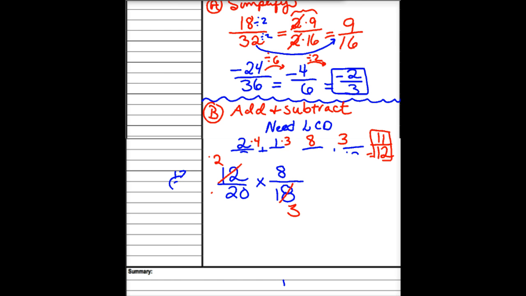Next up, it's legal for me to take a 2 out of here and a 2 out of here. Or maybe I want to take a 4 out of the 8 and a 4 out of the 20. It doesn't matter as long as I'm canceling top to bottom. I like to take big chunks out. So I'm going to divide a 4 out of that 8 and a 4 out of this 20. Once I think I've got it all knocked down as much as I can, that's when I multiply straight across. 2 times 2 is 4, and 5 times 3 is 15. If I missed a canceling in that process, it'll show up in my answer because what I get right here won't be done. It'll be like 6/8 or something where you're like, hey, that's not done. Well, then just divide it out again.